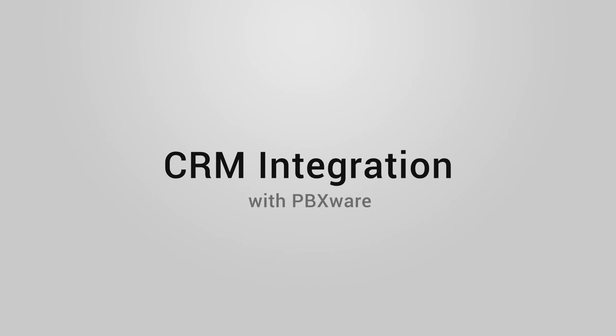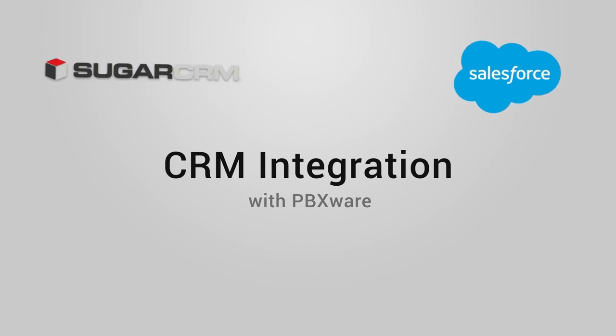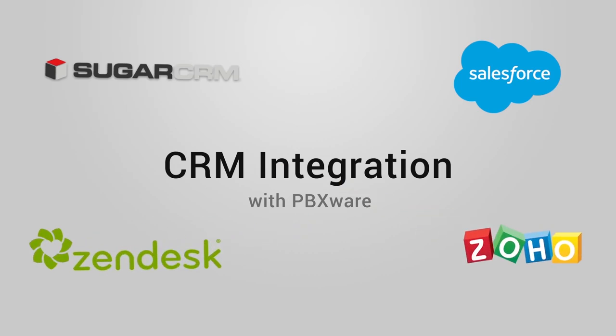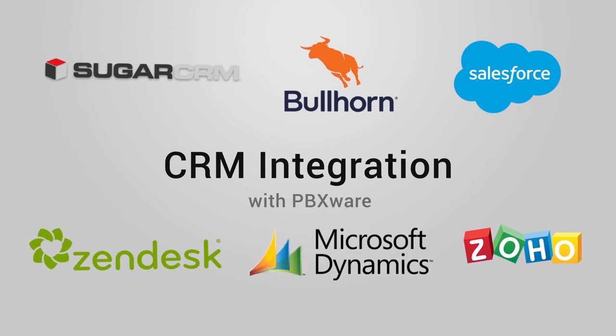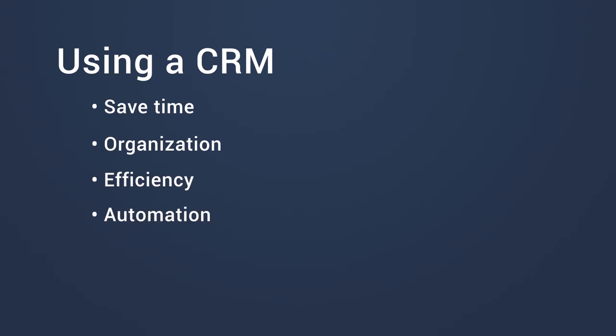CRM integration. PBXware Call Center supports integration with major CRM software vendors. Currently on the supported list are Sugar CRM, Salesforce, Zoho, Zendesk, Bullhorn, Microsoft Dynamics, vTiger, and more to be added in the future. The major benefit of using a CRM is the time saved. The organization, efficiency, automation, all of those values ultimately come back to saving time. So the key to selling it is demonstrating how this will save time for your prospect.